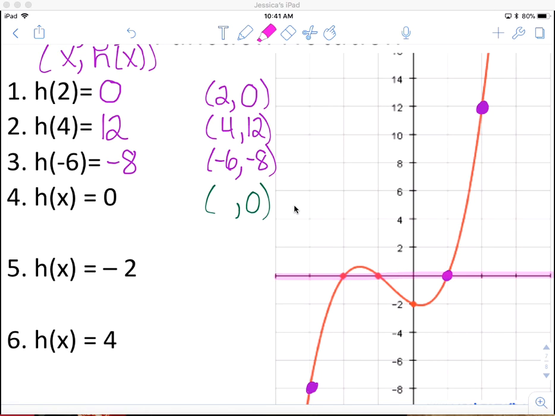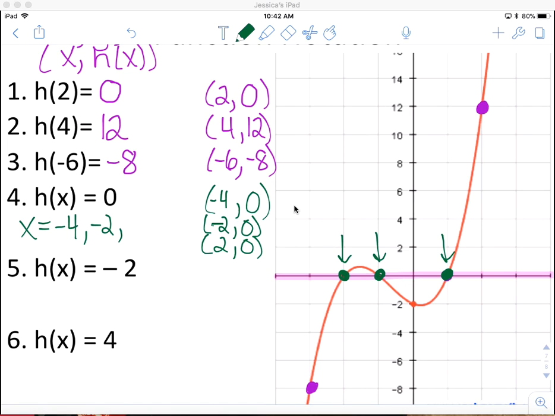So if I look at where y is 0, here's where it gets a little bit tricky. I actually cross that 1, 2, 3 times. And you want to include all 3 points. So I have the point (-4, 0) right here, I have the point (-2, 0) right here, and then I have the point (2, 0) right here. So my answer has 3 parts: -4, -2, and 2. Since we were given the output, we had to find the input.